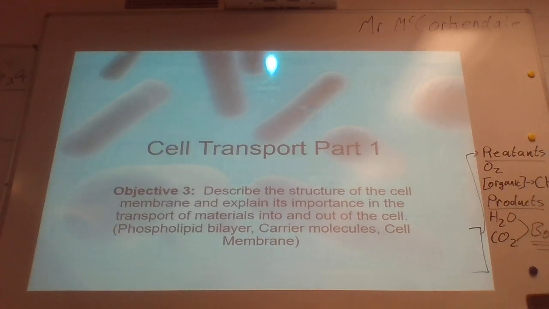Cell transport is broken up into 2 different parts because it's 2 days. It may end up in 3. I'll have a better idea of that after class tomorrow. But this is part 1.